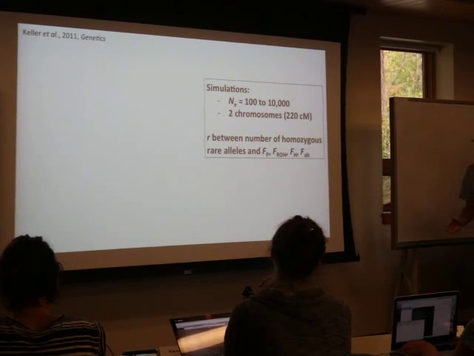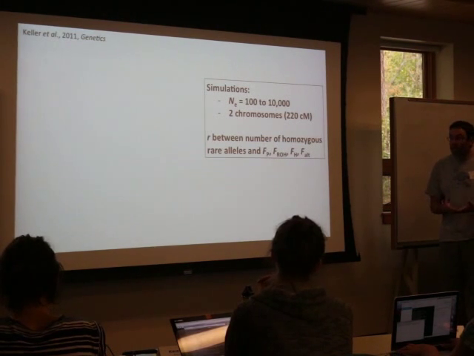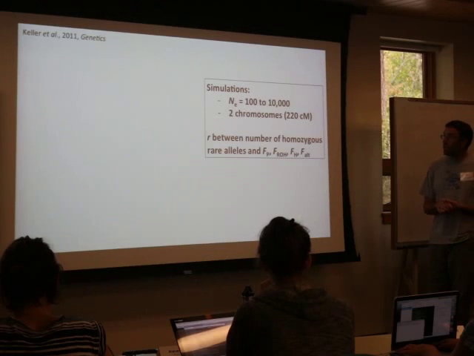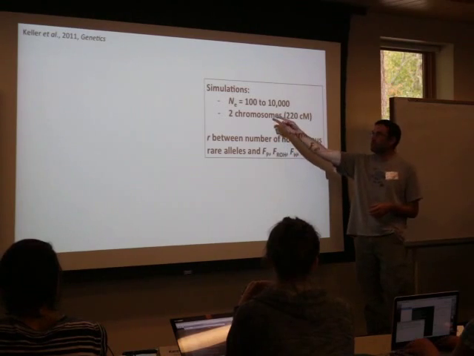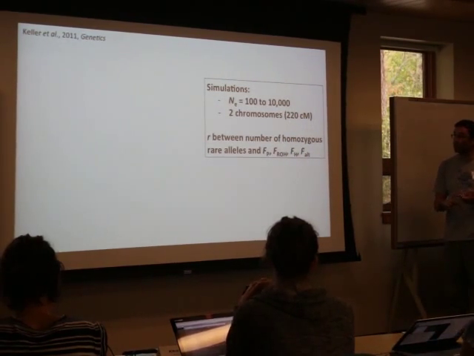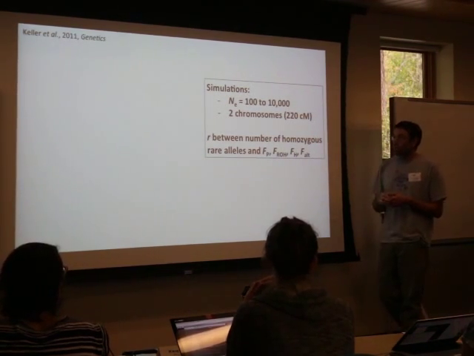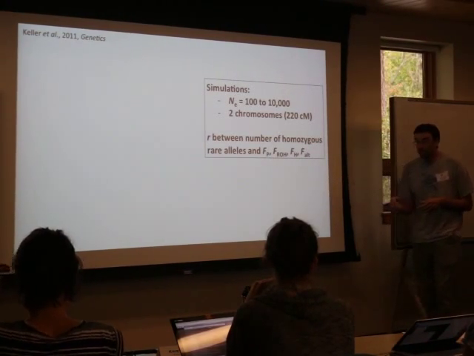And really the first study to use simulations to look at this, to try to determine whether a pedigree or molecular measures of individual inbreeding were more precise, was Matt Keller and others, published in Genetics in 2011. They simulated populations meant to represent humans, using effective sizes between 100 and 10,000. They assumed there are only 2 chromosomes in the genome, however, and that the map length of the genome was 220 centimorgans.